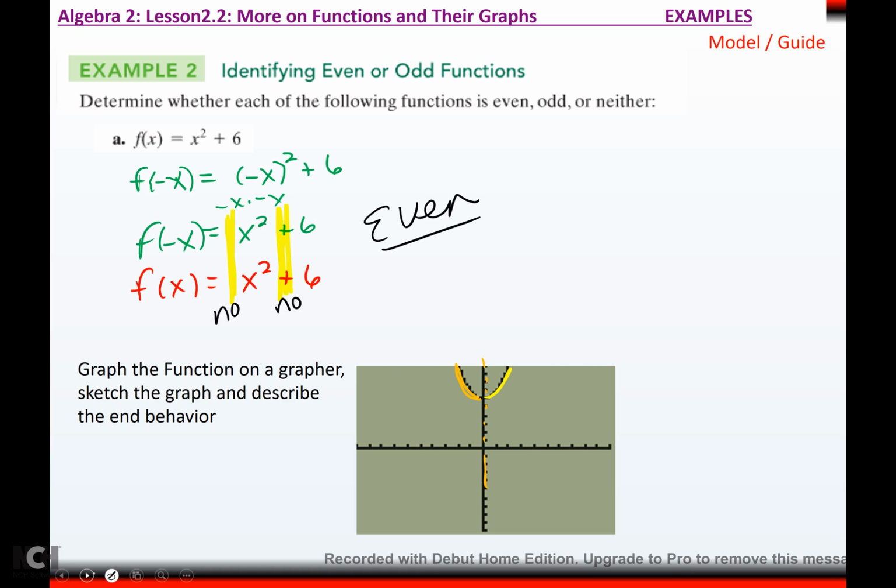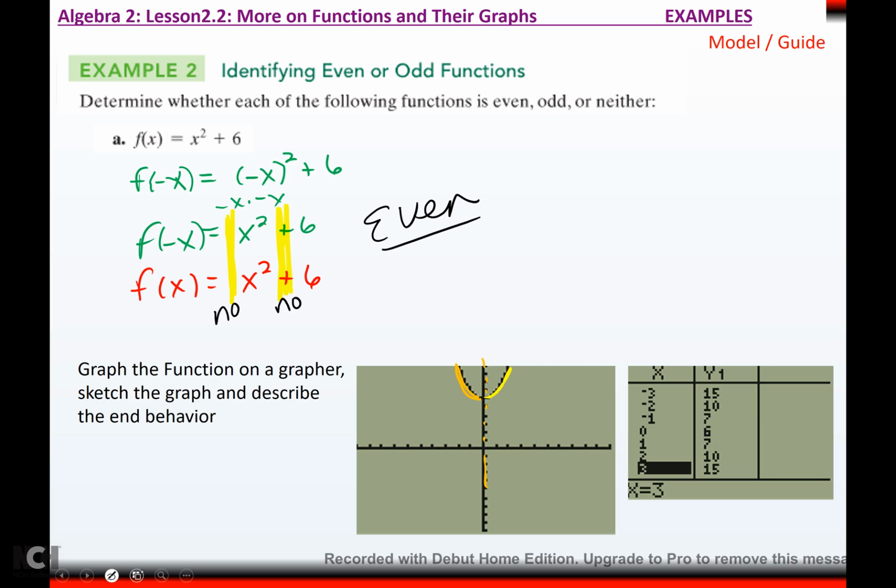I can also check a table of values. If I pick a point and test it, let's say that I pick negative 3, 15, for it to be an even function, you would change the sign of x and see if it's on there. And I look, and it is, which confirms its evenness.